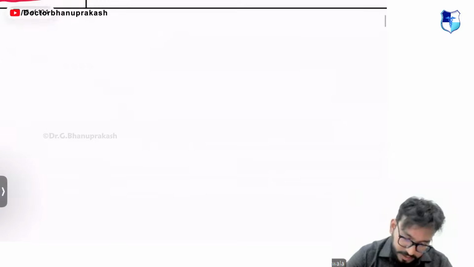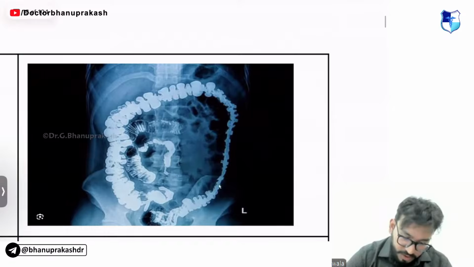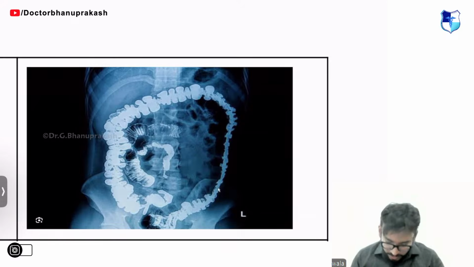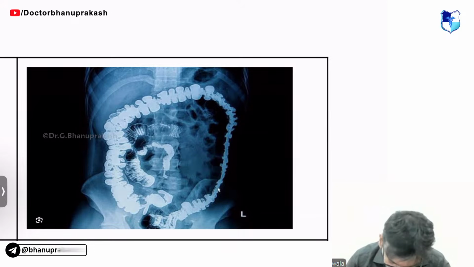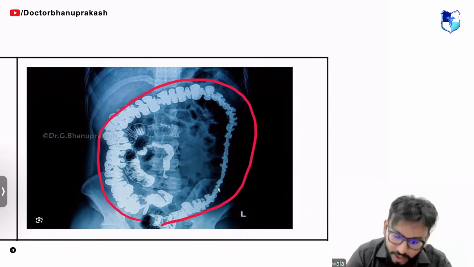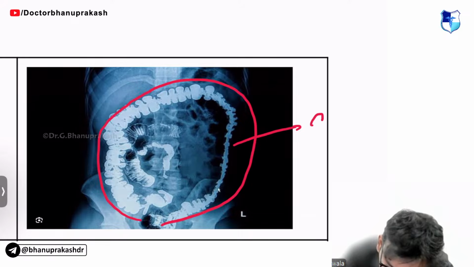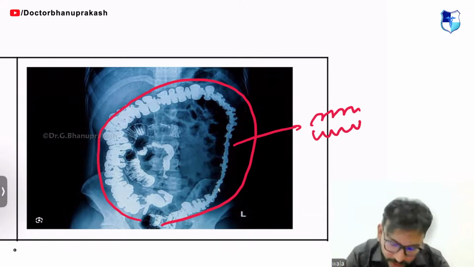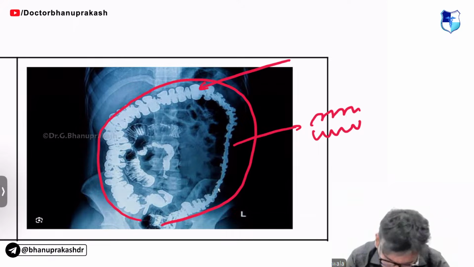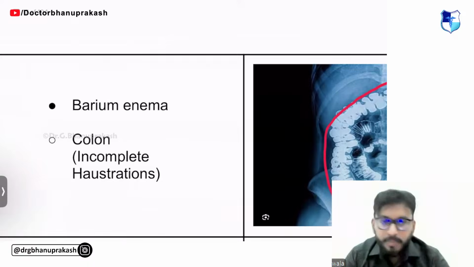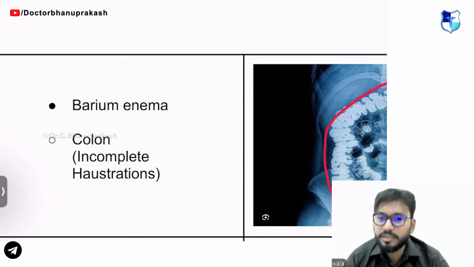Lastly, guys, last but not the least. What is this? It is very easy. What is the only one left? Yes, beautiful. This is a barium enema. Can you see this beautiful colon? What do you see in the colon? Can you see these haustrations, incomplete haustrations? That is how you identify it. This is your barium enema, showing the colon with incomplete haustrations.